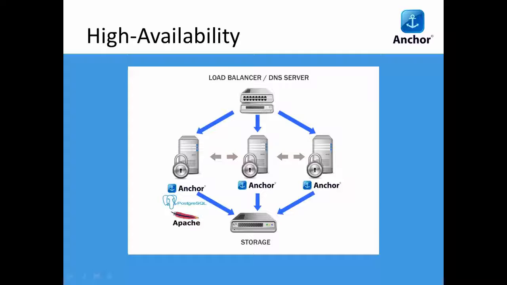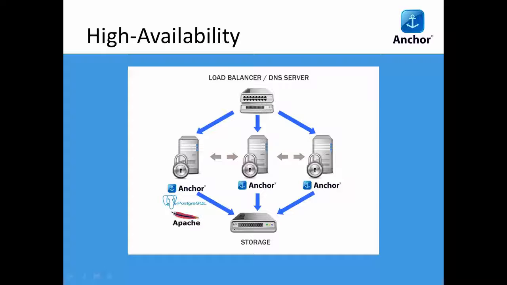So on one machine, you'd have the Anchor server, PostgreSQL, and Apache. And on the two other machines, for example, you would have just the Anchor server. You would put these behind a load balancer or a DNS server, and you would configure round-robin DNS or have your load balancer distribute the connections across the three machines. If either of these Anchor servers went down, you would still have active Anchor servers that can receive connections.